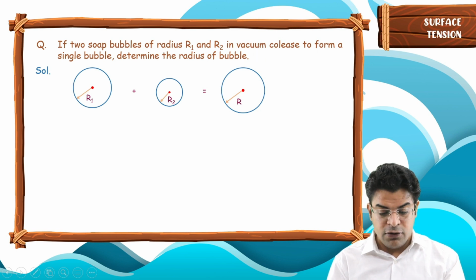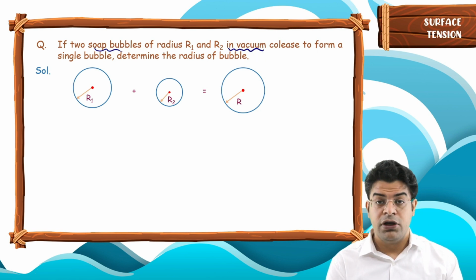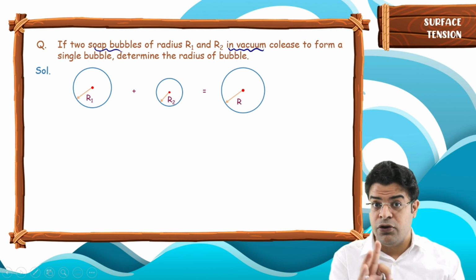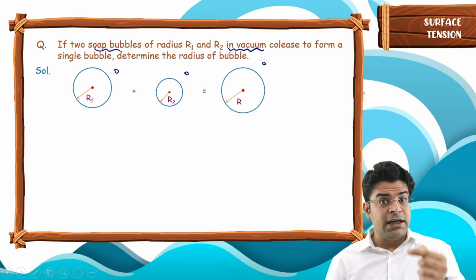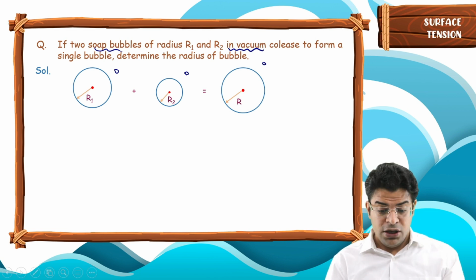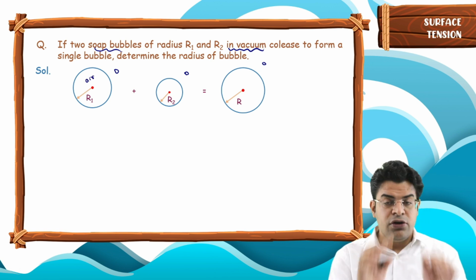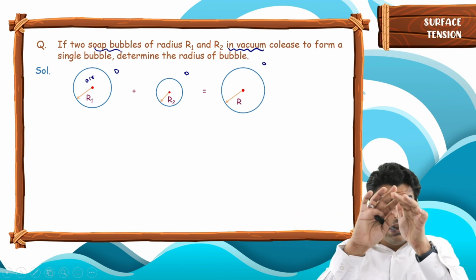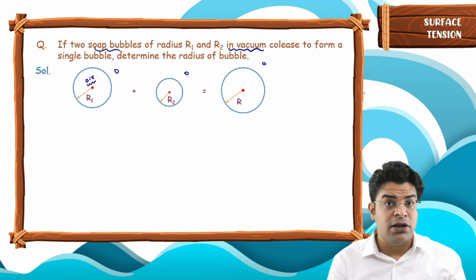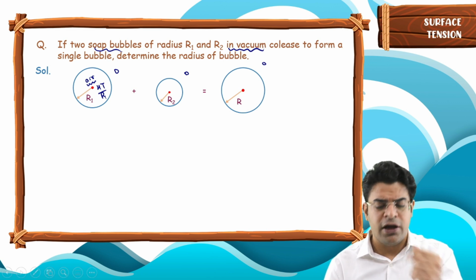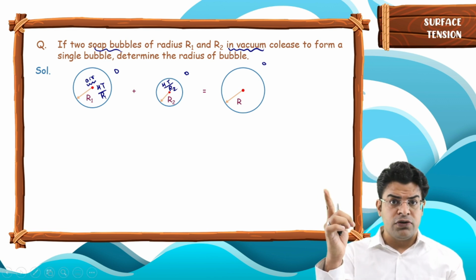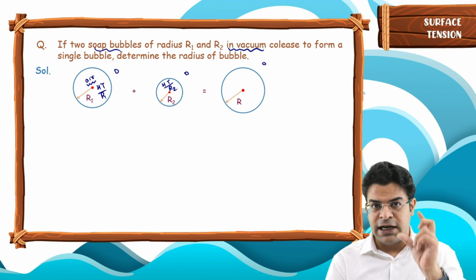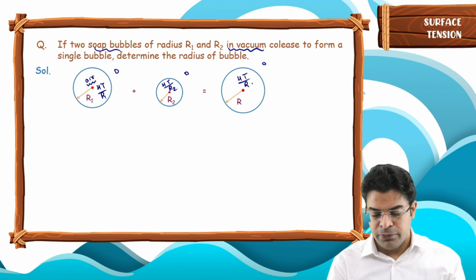Understand that here we have got two soap bubbles in vacuum. As these two soap bubbles are in vacuum, the outside pressure will be taken as 0. So the pressure inside the first bubble, it's a bubble, okay? So inside you have got air, then you have got soap film, outside there is vacuum. So there are two surfaces. Inside the first bubble, the pressure will be 4T by R1. 0 plus 4T by R1. Inside the second bubble, the pressure will be 4T by R2. Outside pressure 0 because of vacuum, plus 4T by R2. Inside the third bubble, the pressure will be 4T by R.